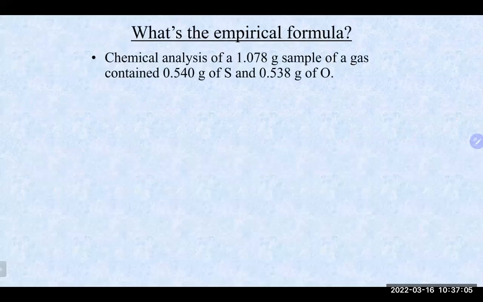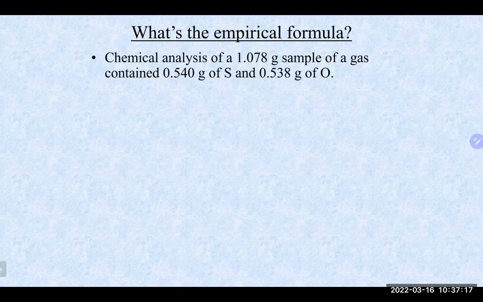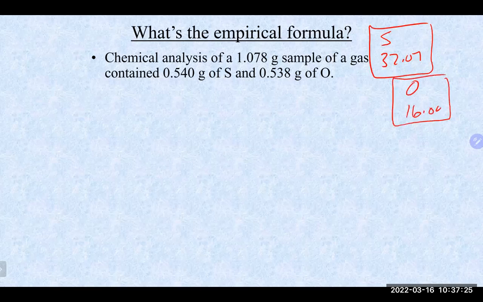Any questions on that there? All right, then let us try another one here. What is the empirical formula of a compound that's 1.078 grams and contains 0.54 grams of sulfur and 0.538 grams of oxygen? Sulfur on the periodic table is 32.07. Oxygen is 16. All right, take a minute or two, see what you come up with.